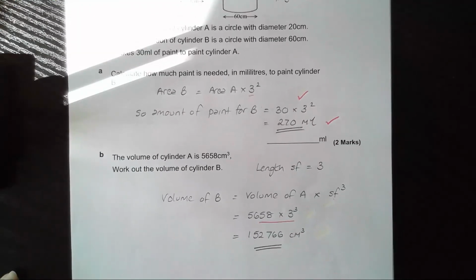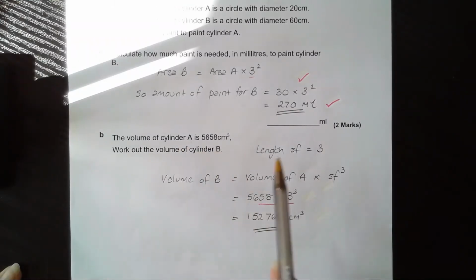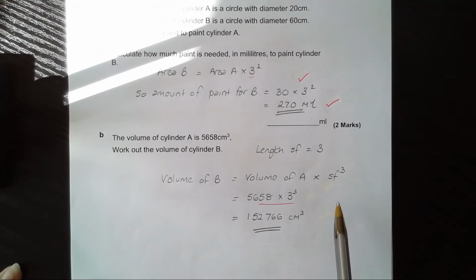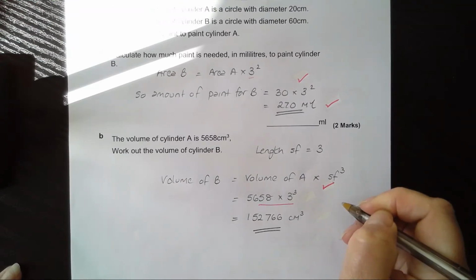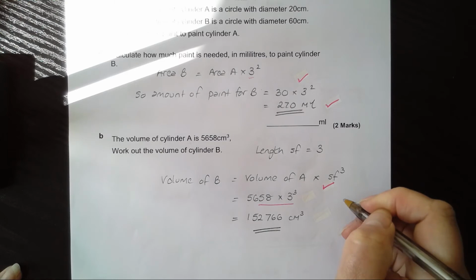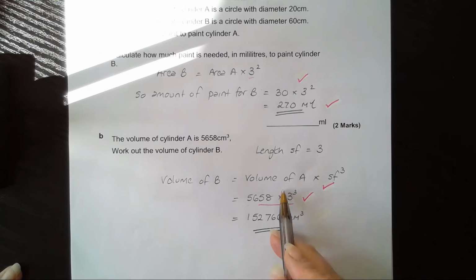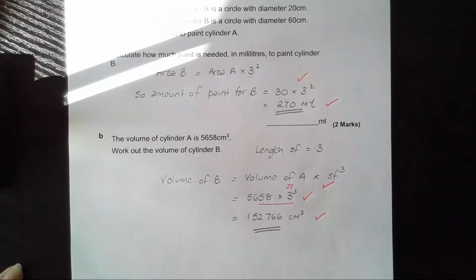This one underneath, we have got the volume of A, we need to work out the volume of B. We know the length scale factor is 3, so the volume scale factor is that length scale factor cubed. So just the fact that you know it's that length scale factor cubed gets you 1 mark. And then you multiplying by the length scale, so 5,658 times by that thing cubed, you would have written 27 there if you wanted to, gets you your second mark, and your third mark is for 152,766 cubic centimetres.